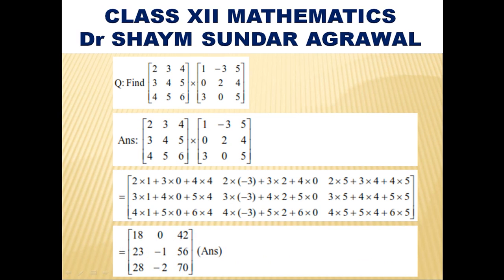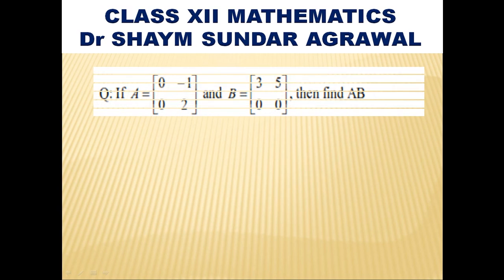Similarly, let us find out one more example. If A is 0, minus 1, 0, 2 and B is 3, 5, 0, 0, what about A into B? See here, matrices A and B are of order 2 cross 2. So the number of columns of the first matrix and the number of rows of the second matrix both are the same. So matrix multiplication A into B is possible. So let us find out A into B.